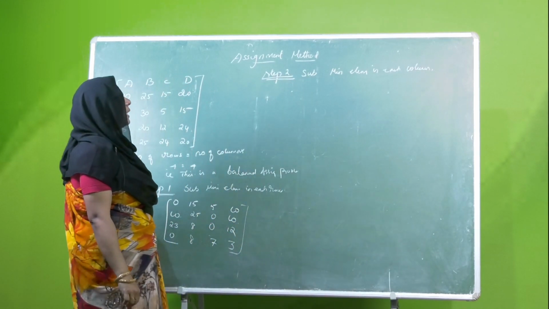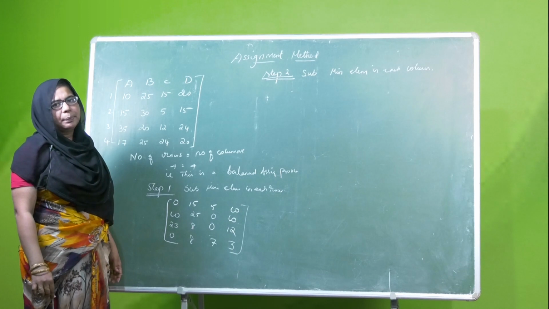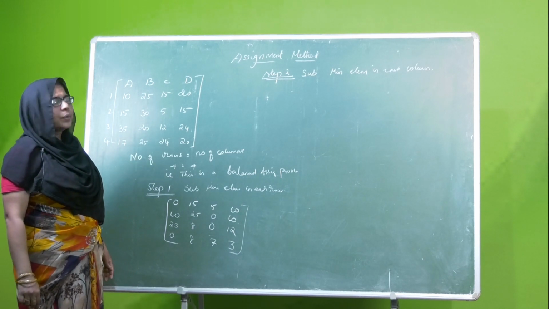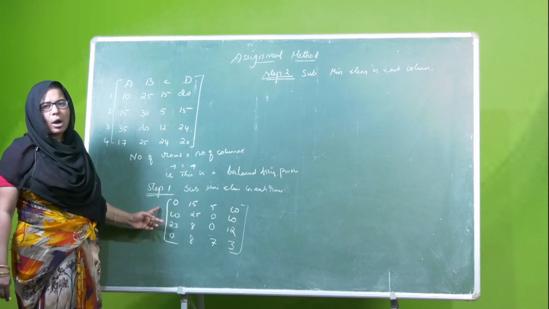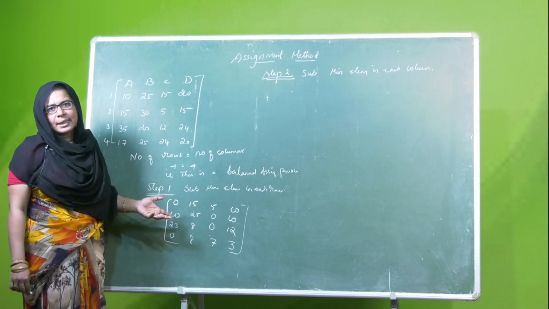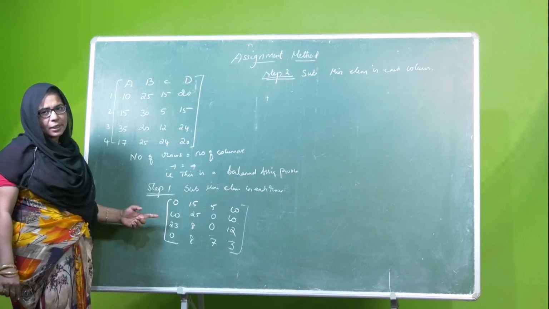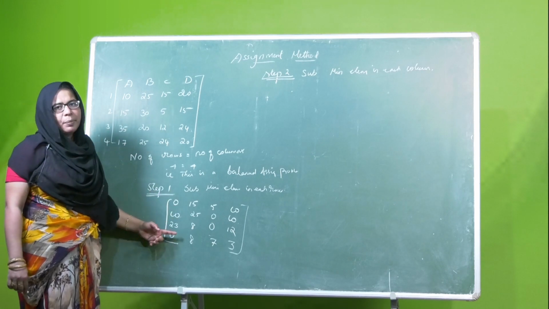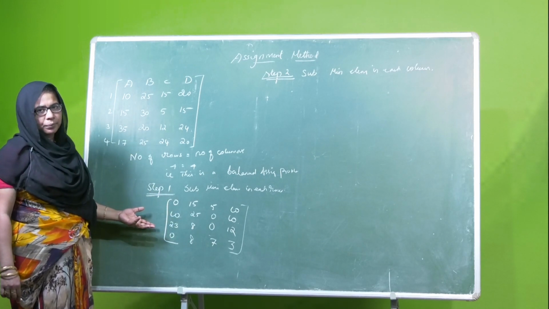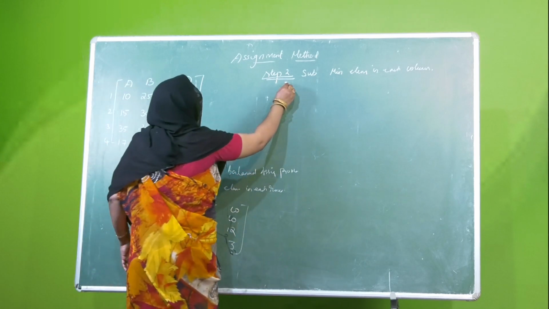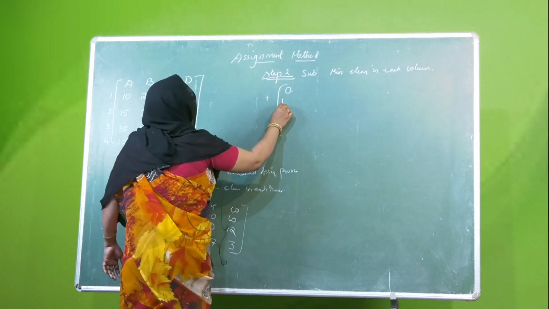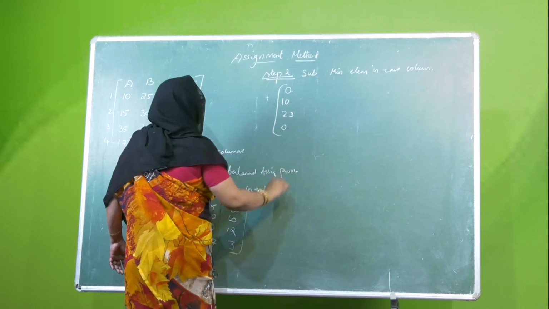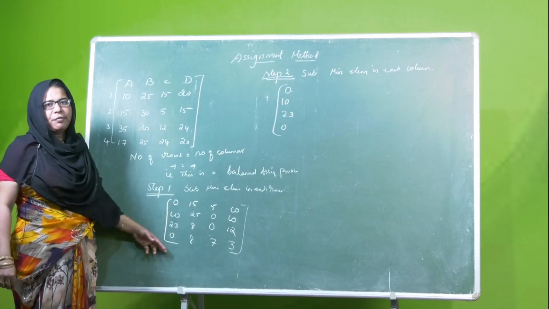Subtract the minimum element in each column. What is the minimum element in the first column? 0 is the minimum element in the first column. So, the first column remains unchanged. So, 0, 10, 23 and 0 in the first column.